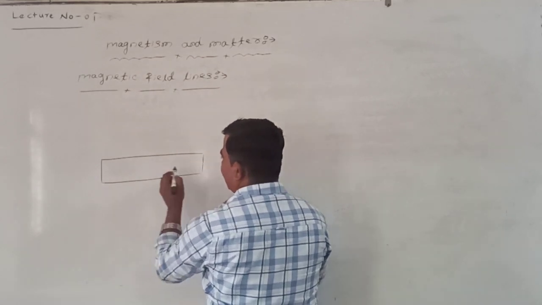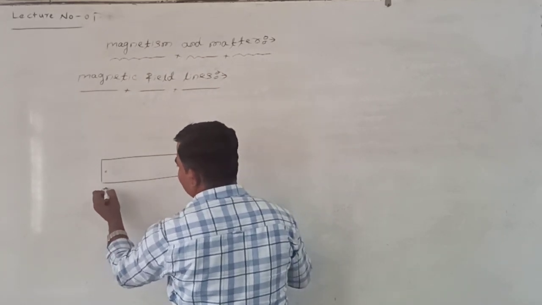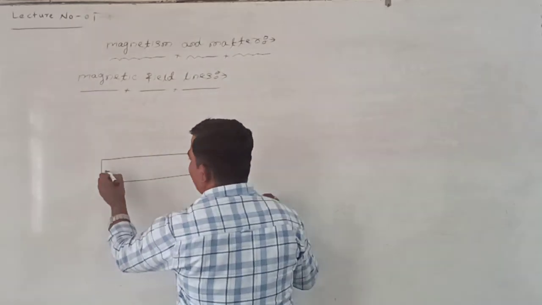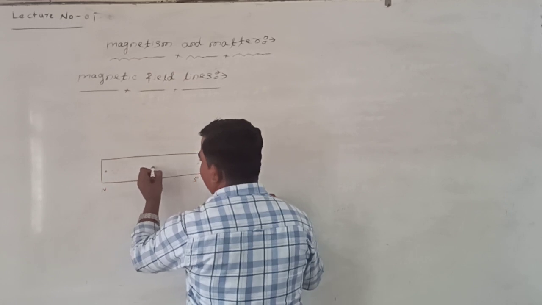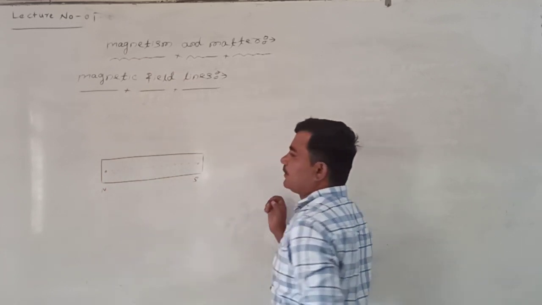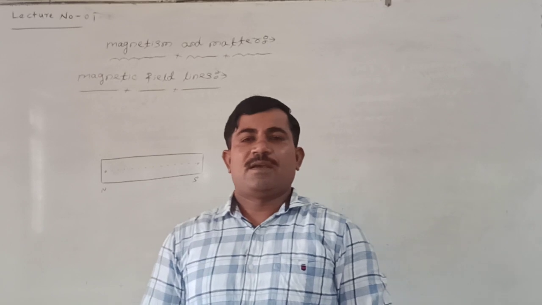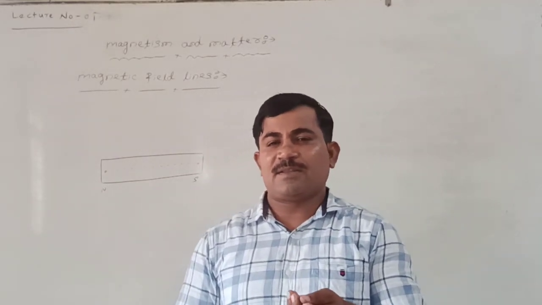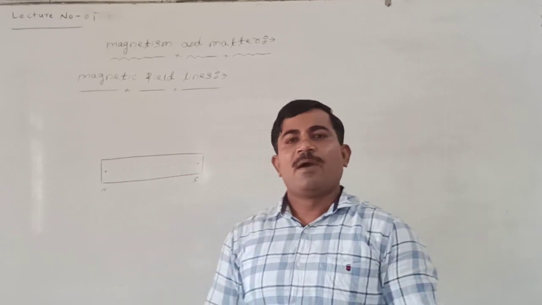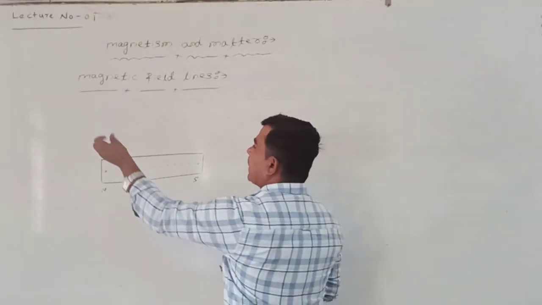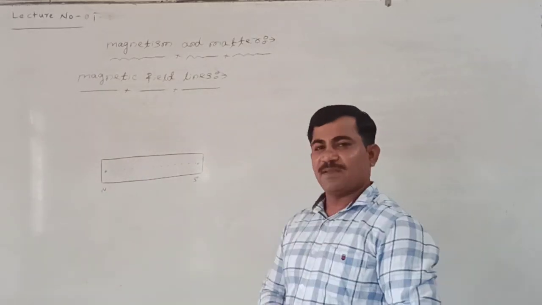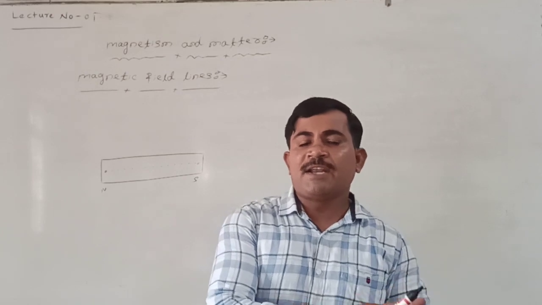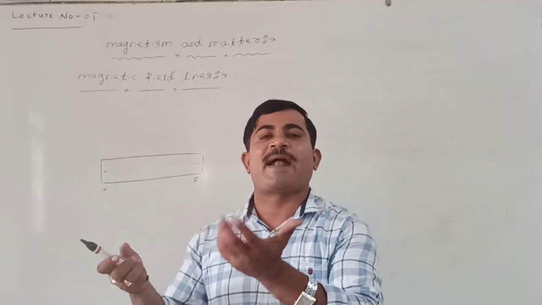Each bar magnet consists of a north pole and a south pole. The imaginary line joining the north pole to the south pole, we call the magnetic length, right? The concept of magnetic field lines can be understood by taking small iron pieces. When small iron pieces are spread around this magnet, they will arrange around this magnet in a definite pattern.